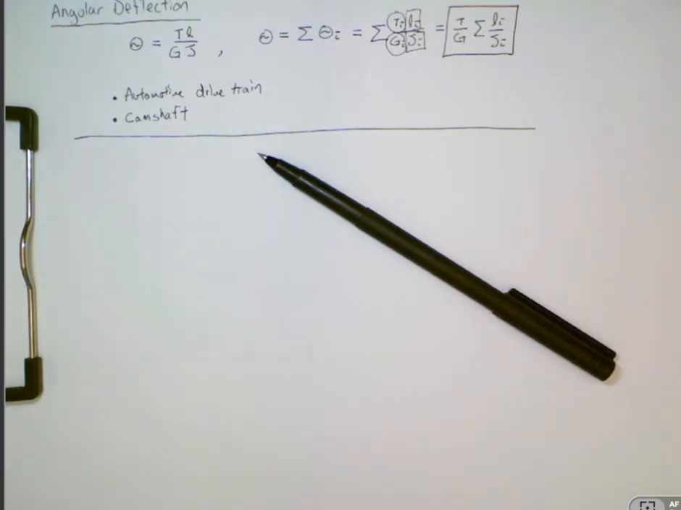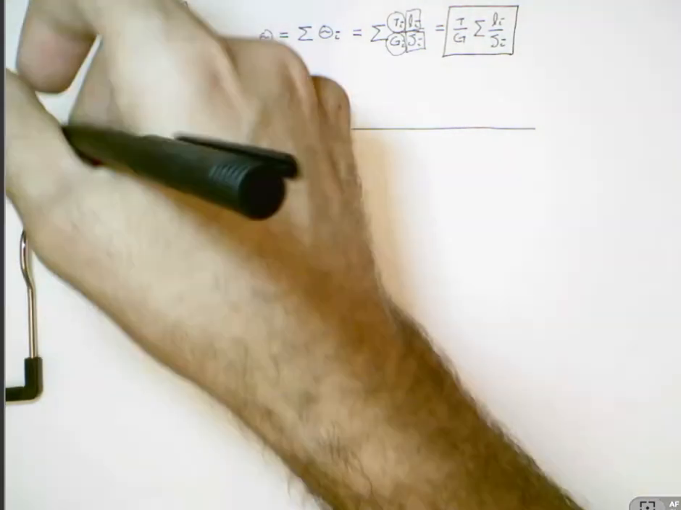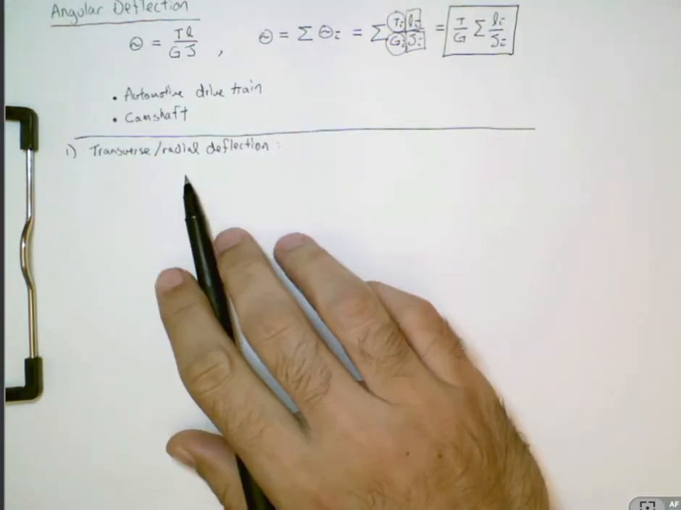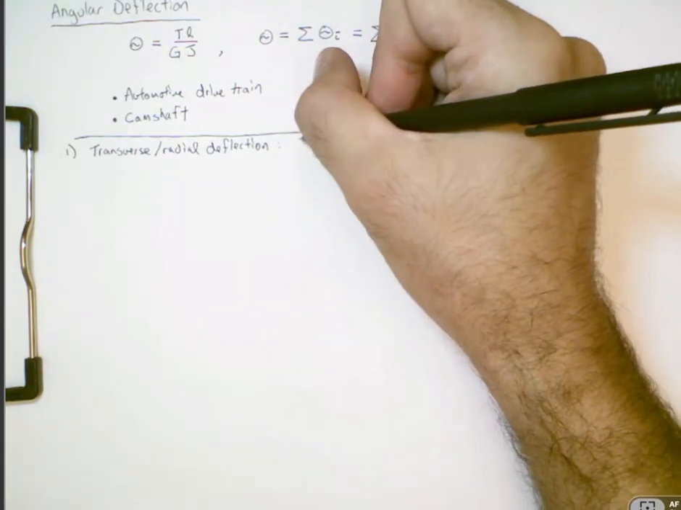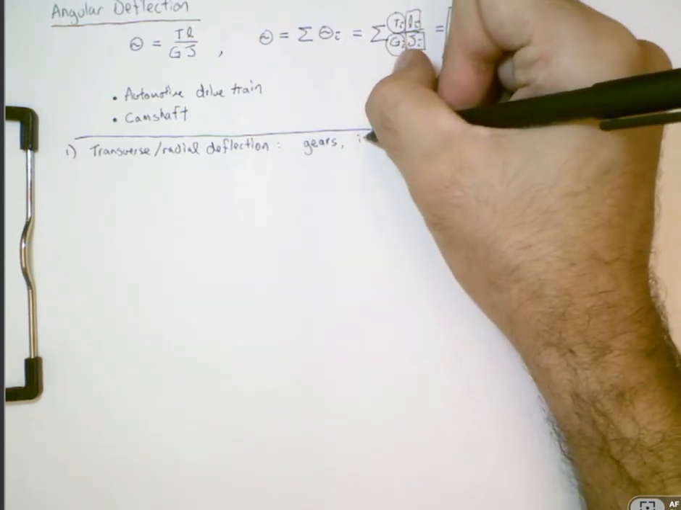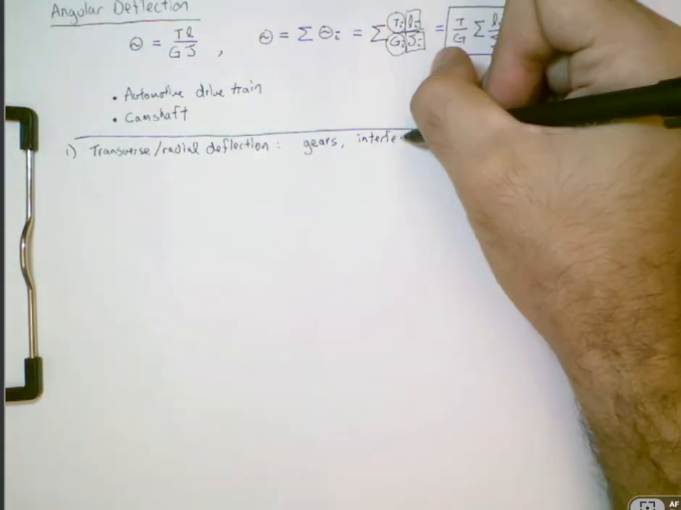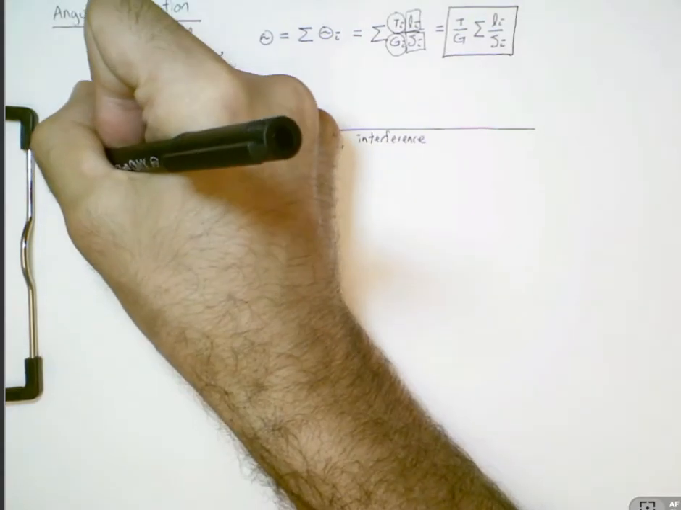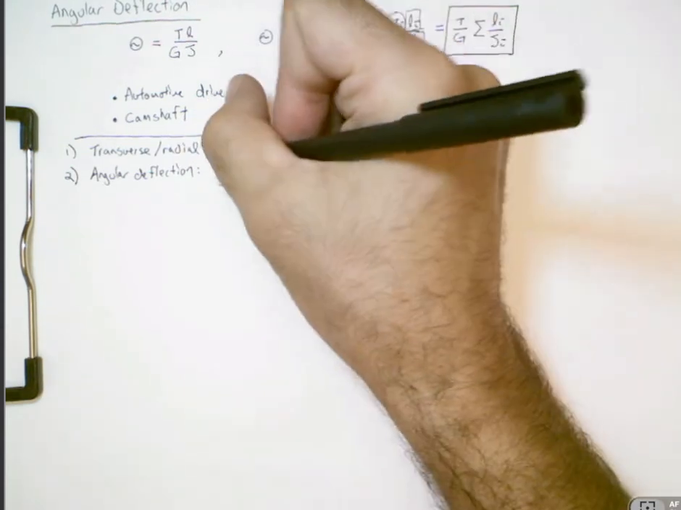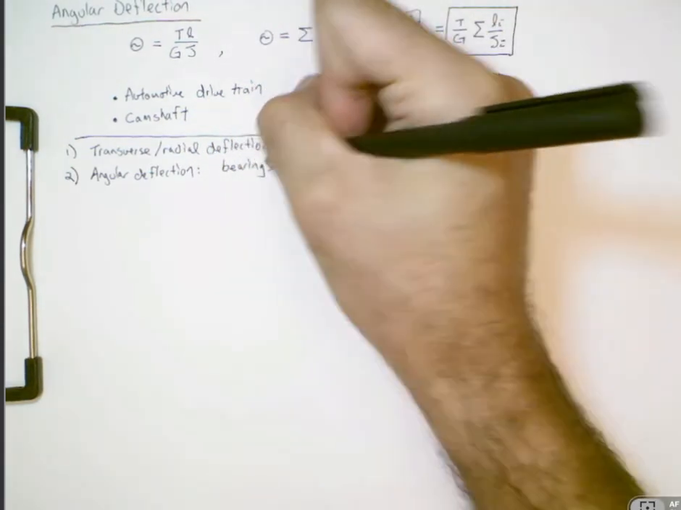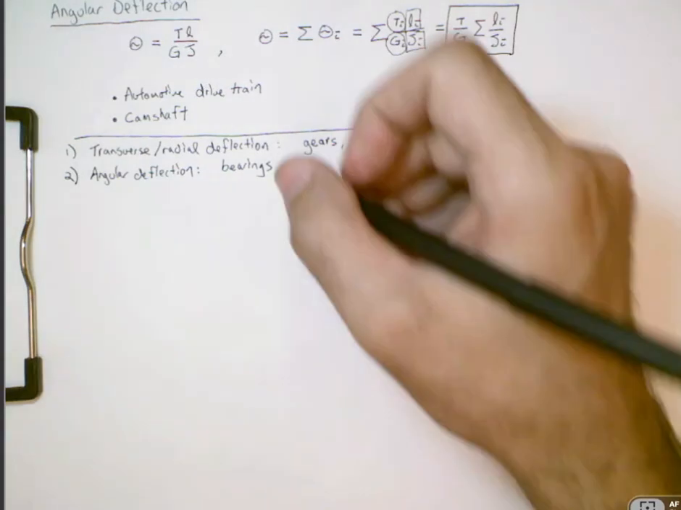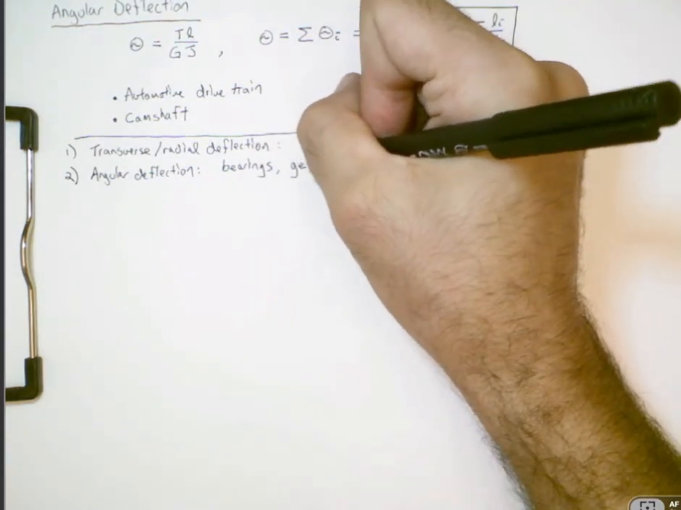To summarize, there are 3 types of deflection in shafts that we really need to pay attention to. One is a transverse or radial deflection. This is very important at places on shafts such as where gears are mounted, or also places where we might have interference between the shaft and other mechanical components. Second, angular deflection is important for us to pay attention to. We discussed how it's important for us to make sure angular deflection does not exceed recommended limits for bearings. It's also important for cases where we are meshing gears.